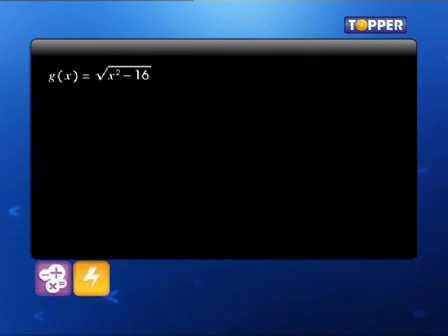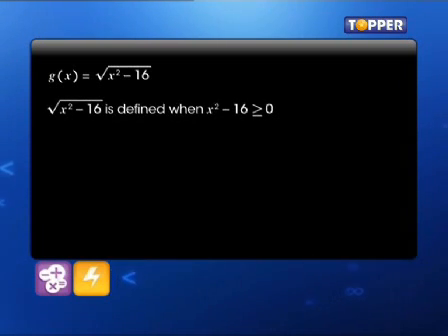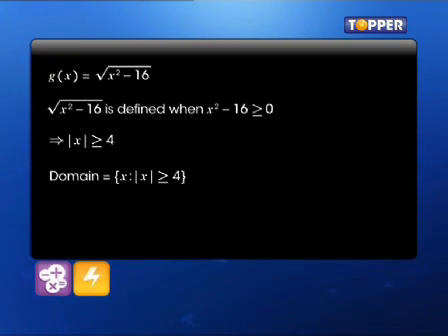That's the convention. Now we know that the square root of x squared minus 16 will be a real valued function only when x squared minus 16 is non-negative. So x should be such that the modulus of x is greater than or equal to 4. Therefore, the domain is equal to the set of all real numbers whose modulus is greater than or equal to 4. And the range will be, you guessed it, all non-negative real numbers.